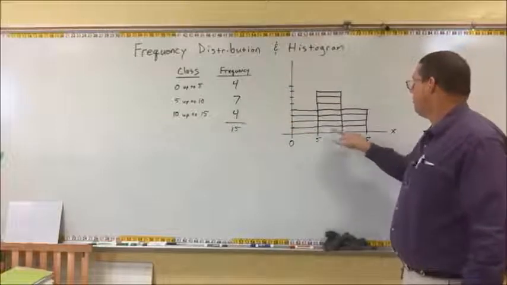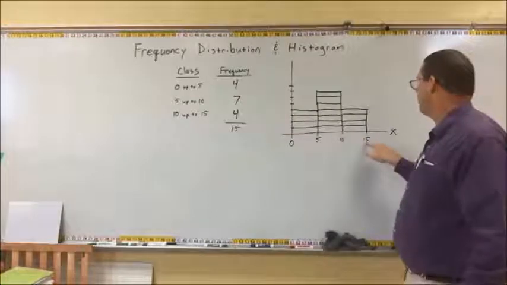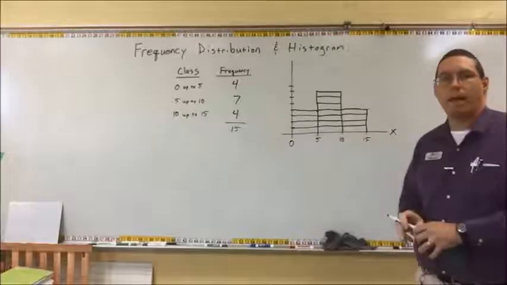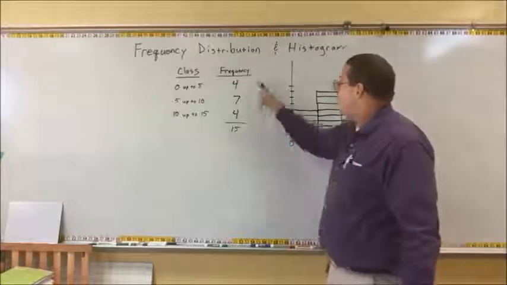From 5 up to 10, we have 1, 2, 3, 4, 5, 6, 7. That's 7. And from 10 up to 15, we have 1, 2, 3, 4. That's 4. So this is now a histogram. Now it's not quite complete. I have to add one more thing. How many total are there?